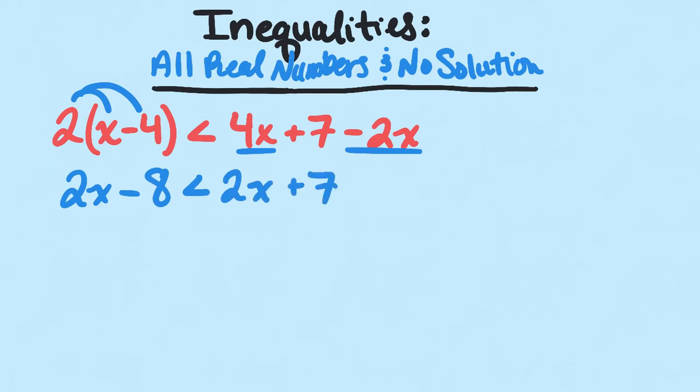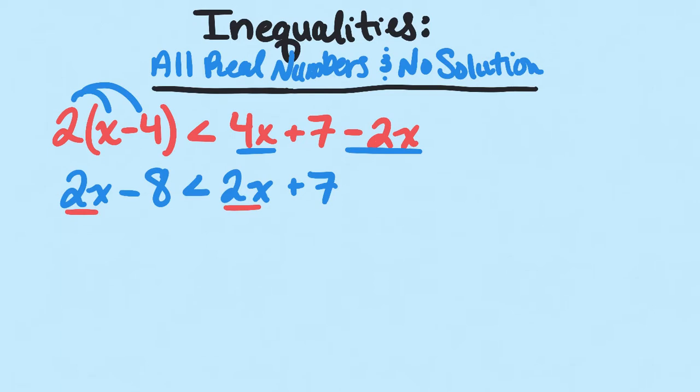Now, here's what we notice. We have a 2x on this side and a 2x on this side. So the coefficient is the same on the left and the right side. And we have the expression 2x minus 8 is less than 2x plus 7. Typically, if we're trying to solve an equation or an inequality that has variables on both sides, we want to move the variable to one side. But if we were to do that, we would essentially cancel out all the variables in this equation.